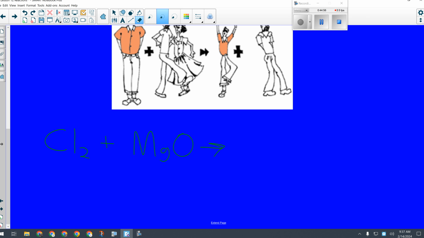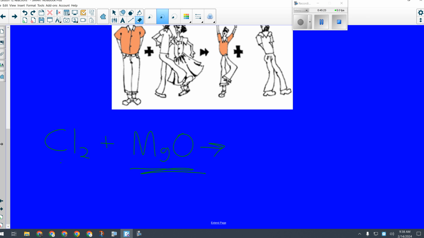Does this look like a single replacement reaction as well? I have an element, chlorine. It just happens to be one of those molecular elements, but it's an element. It's reacting with magnesium oxide, which is an ionic compound. It has a metal and a non-metal. Who is the chlorine going to replace in this compound?